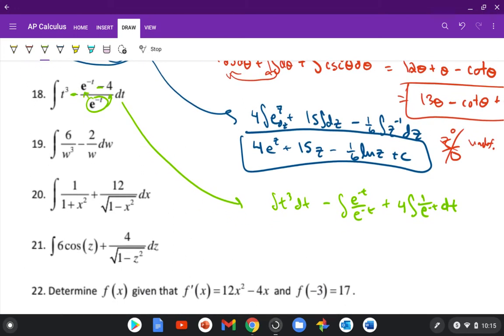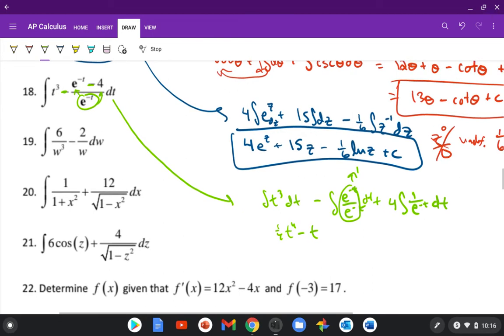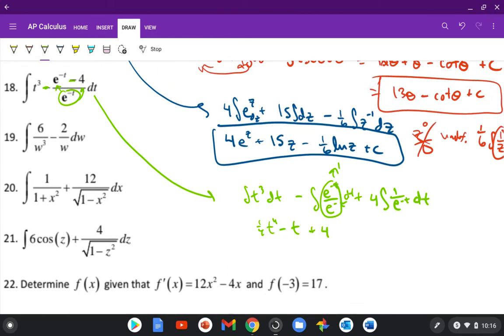So then integrating this would be 1/4 t to the 4th minus, now e to the t over e to the t, it would just be 1, put my dt there. So this actually just goes to 1. So it's just 1 dt. So when we take the integral of that, it's just minus t plus 4. And then this one, well, it's e to the negative t.